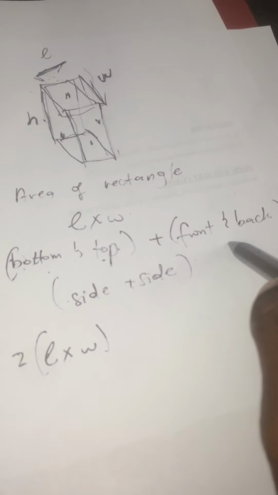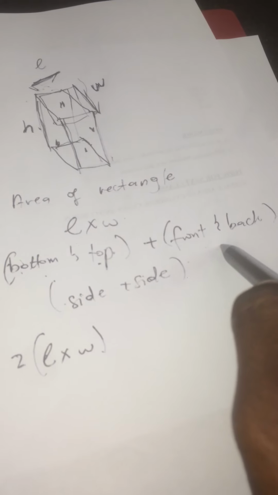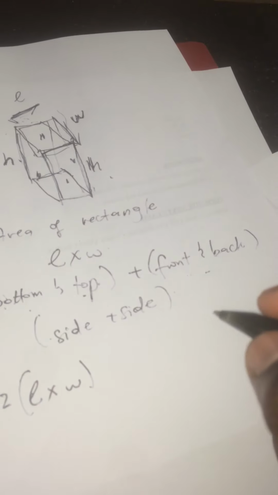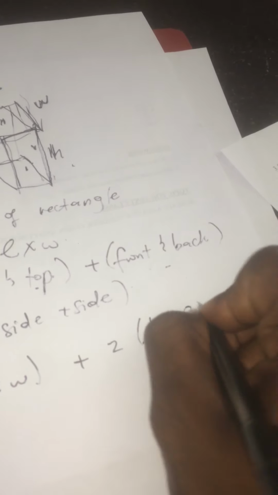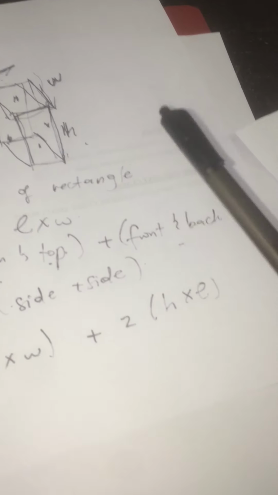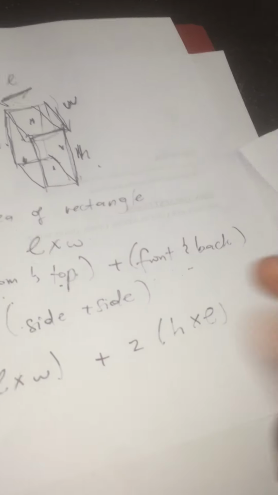So now looking at the front, what is the area for the front? We know that the height is going to be the same all around the cuboid. So the area for the front piece is going to be the height multiplied by the length. So it's going to be height times the length, and we're multiplying by 2 because if that's the area of the front, it's also the area for the back.